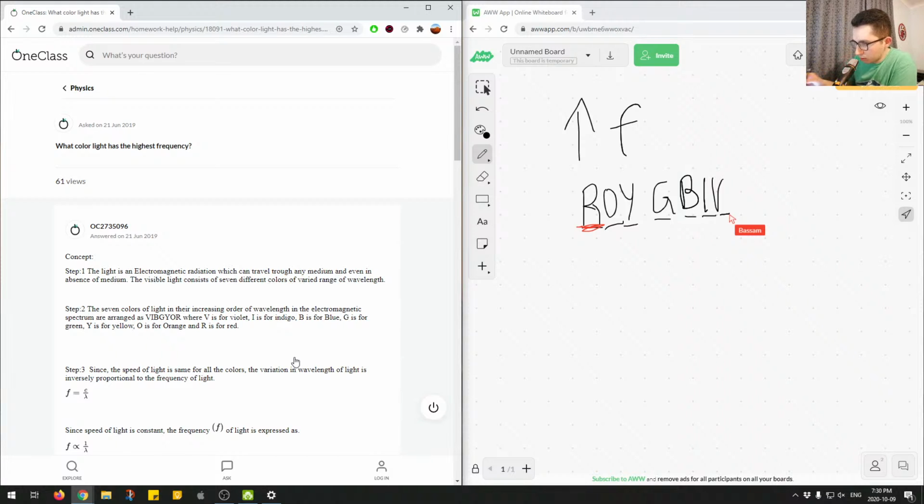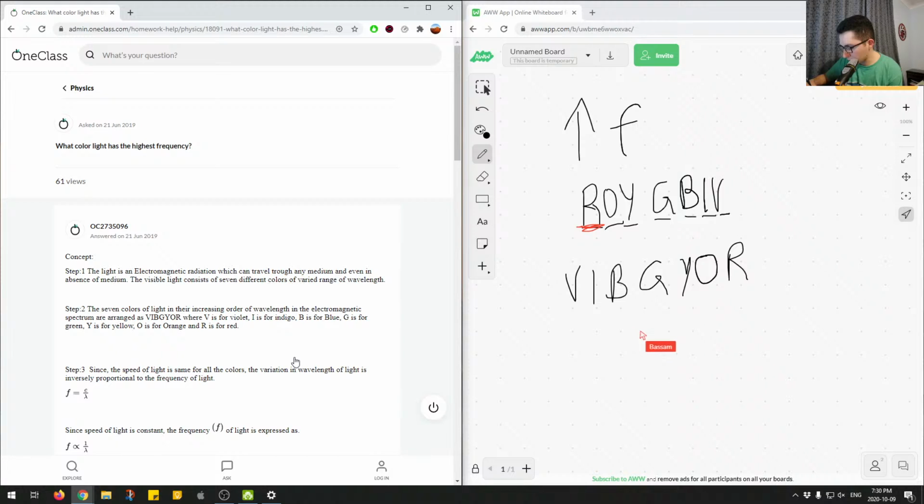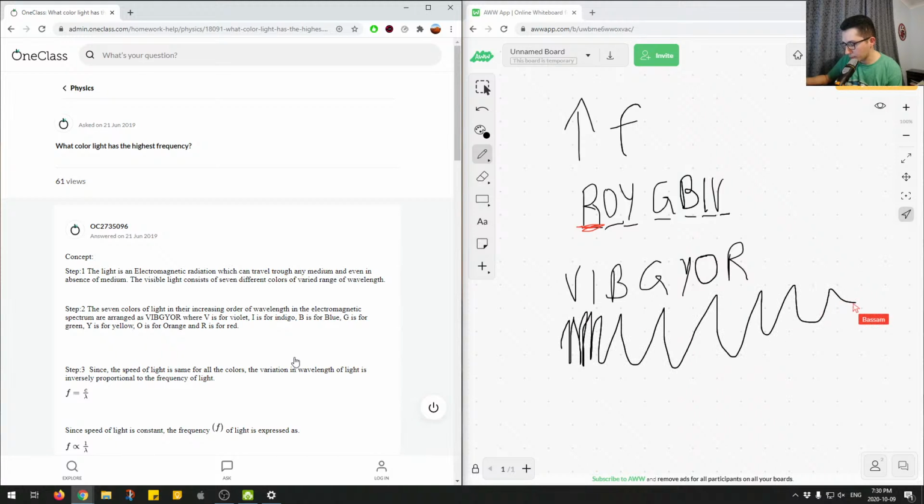To know which side has the higher frequency, you want to flip this mnemonic. So you want to start with the R on the right side, and then O, Y, G, B, I, V. How I memorize it is I draw a wave that's small, and then slowly gets wider in wavelength. This isn't perfectly represented, so I can draw a better one here.